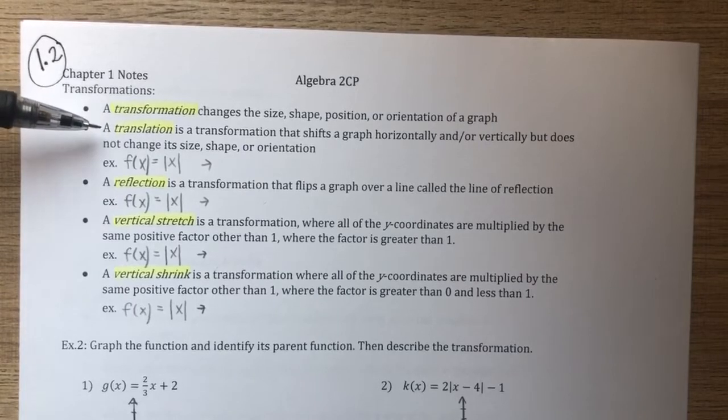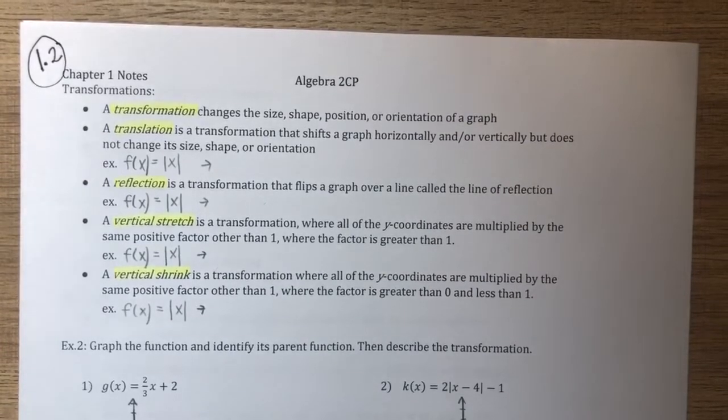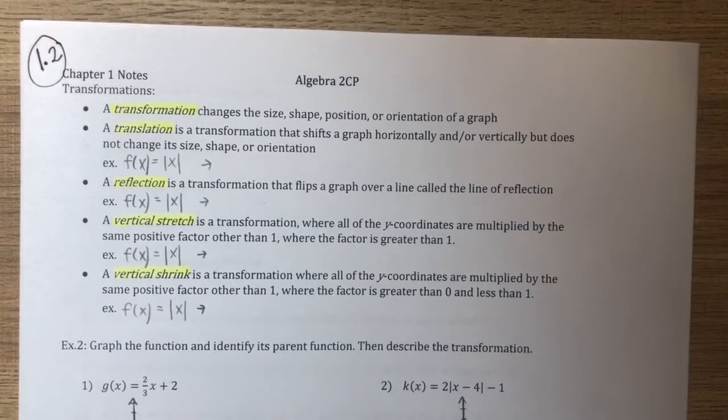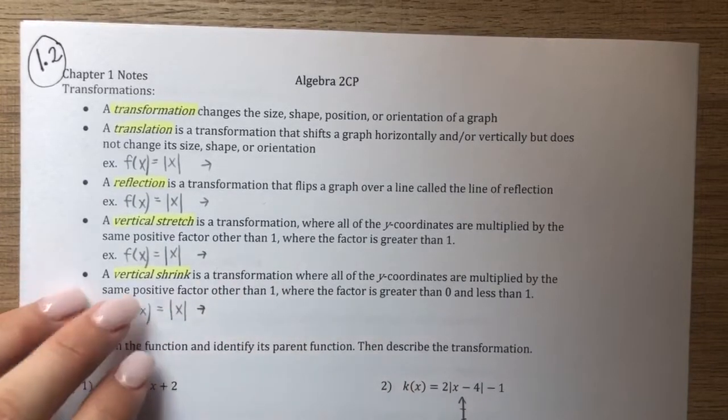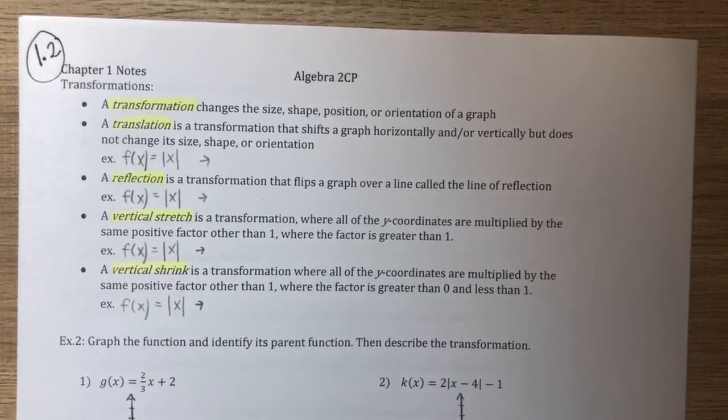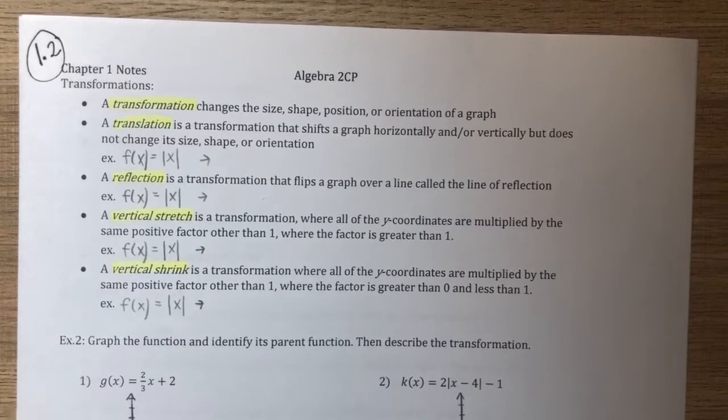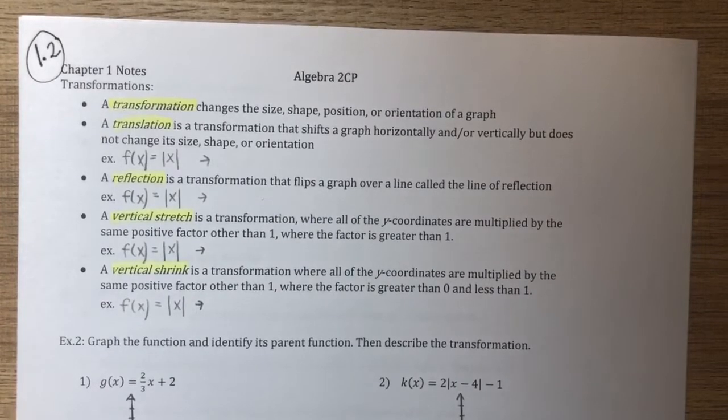A translation is a transformation that shifts a graph horizontally and or vertically but does not change its size or shape or orientation. So again, translation, we kind of talked about it in 1.1, that's just shifting something left, right, up, or down, just moving it around the graph without actually changing any of the aspects like shape or size. So all of these examples we're going to base off of an absolute value function. We're going to talk about how to make these different transformations.